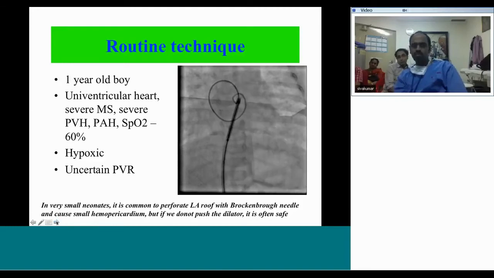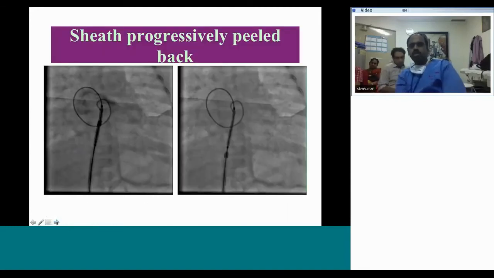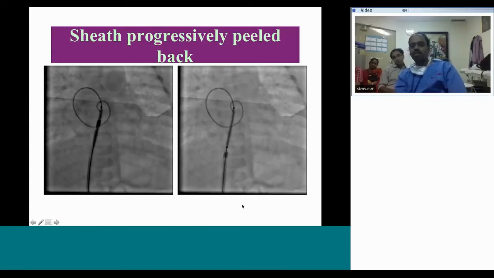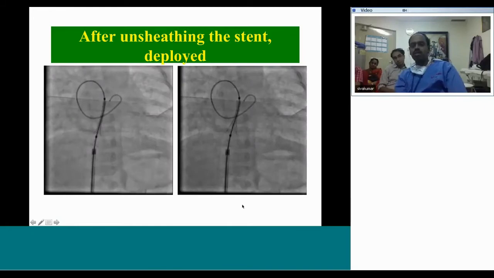Whereas if you put the dilator, sheath and all, that will produce problems. The sheath is then progressively peeled back. So this is the sheath. Now this is in the left atrium. So 50% is peeled back, then 100% is peeled back. So this is the whole of the atrial stent that has been exposed across.